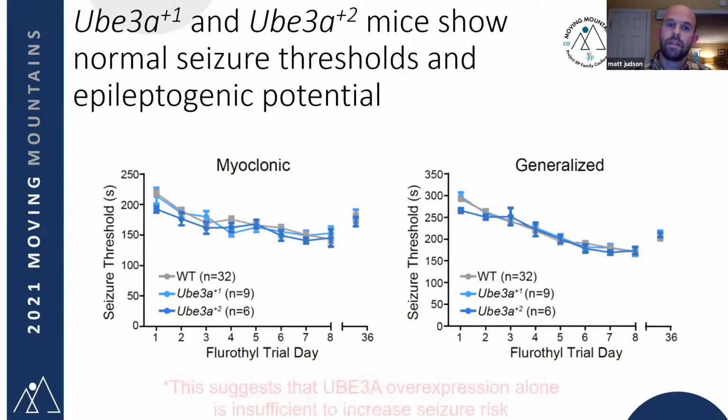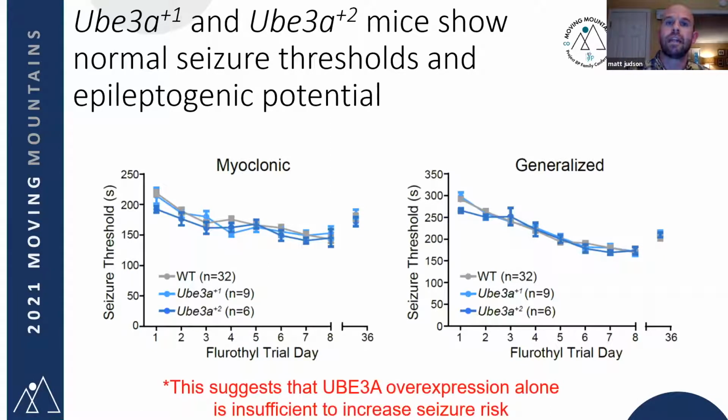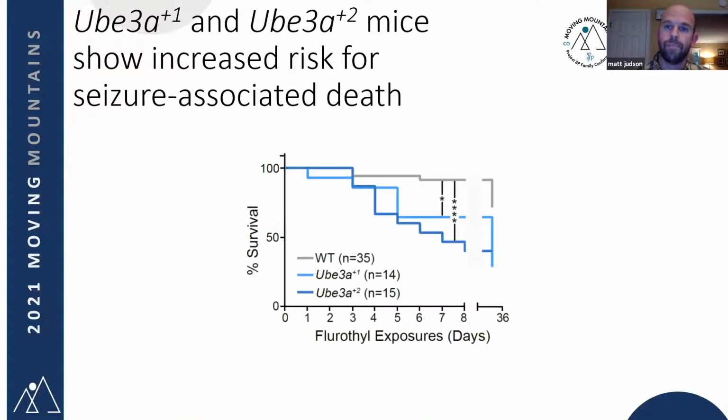So these data suggest that UBE3A overexpression alone is insufficient to increase seizure risk or to exacerbate epileptogenesis. And moreover, possibly that other overexpressed genes in the 15q11, q13 region may co-contribute to seizure phenotypes in Dup15q syndrome. So this is an intriguing hypothesis that we're eager to follow up on.